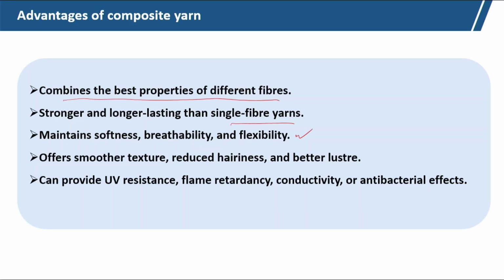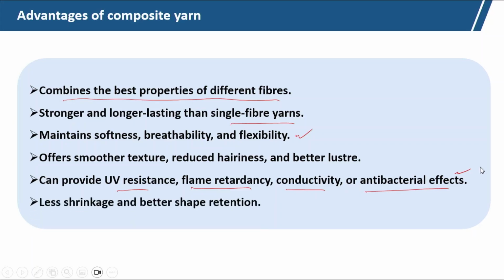It can provide UV resistance depending on the type of fiber selected, flame retardancy, conductivity, antibacterial effect. So, all this can be achieved depending on the selection of the fiber. Less shrinkage and better shape retention. So, we can select our core yarn or one of the components with less shrinkage capability.